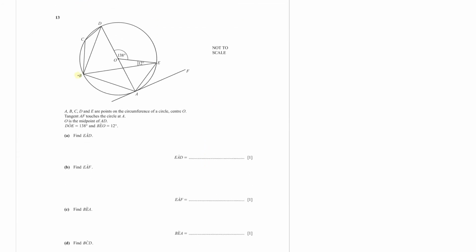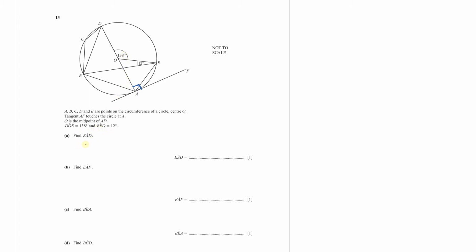The next question is: A, B, C, D, E are points on the circumference of the circle. So A, B, C, D, and E are on the circumference with center O. Tangent AF touches the circle at A. So that means this is the center. So this OA is the radius and this is the tangent. So this angle will be 90 degrees because we know that the angle between a tangent and the radius of a circle is 90. And O is the midpoint of AD. So this is the radius. Two angles are given. DOE is 138 and BEO is 12.